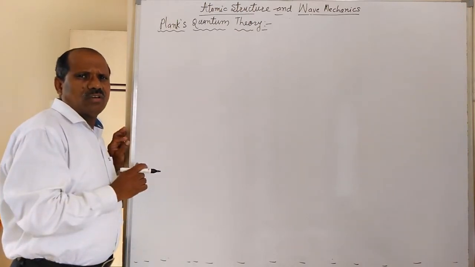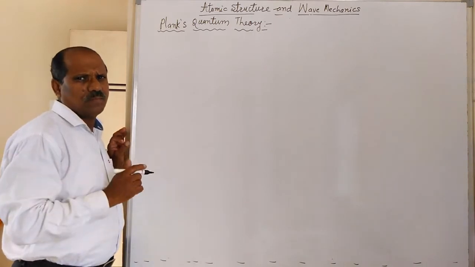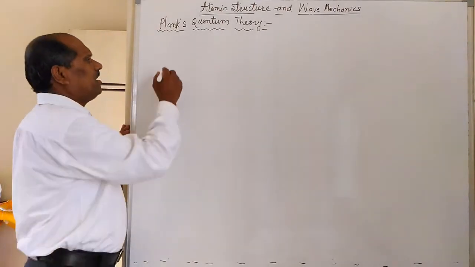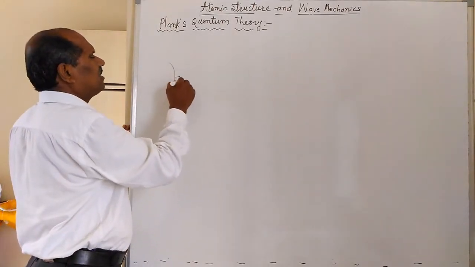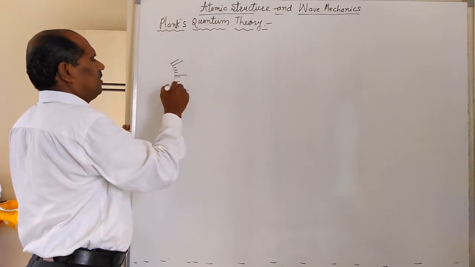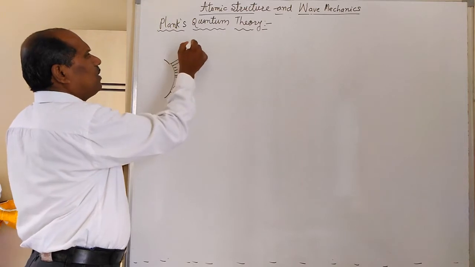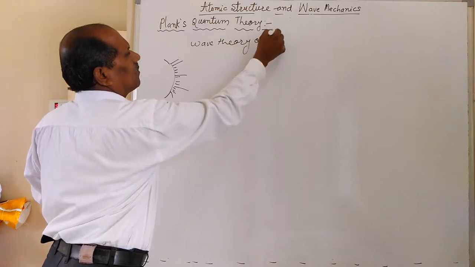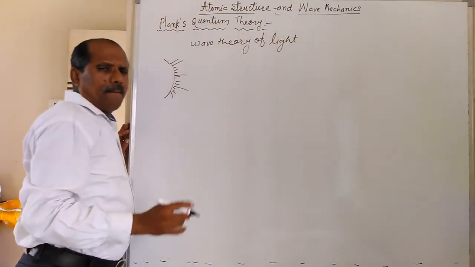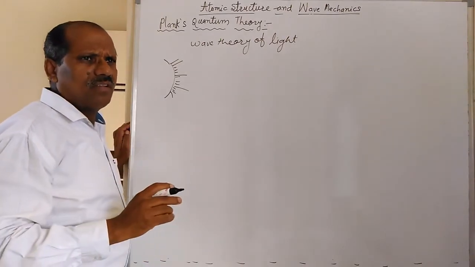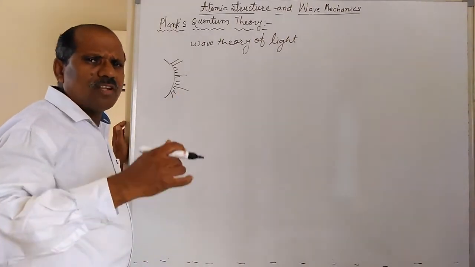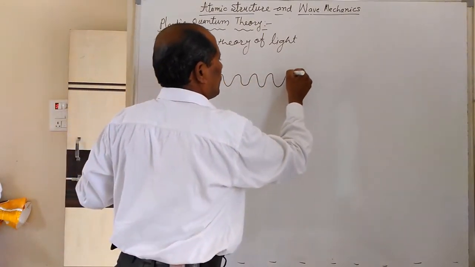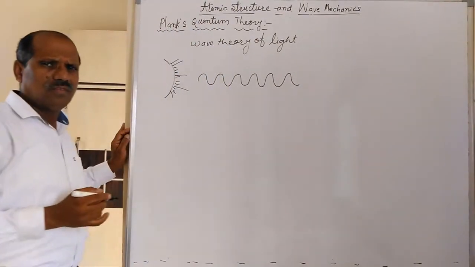This theory is related to the transmission of radiant energy, that is the light energy. How the light is propagating from one place to another place, that is the question. Wave theory of light predicts, or explains, that light is transmitting from one place to another place in the form of continuous wave. In this way, this is a continuous wave.